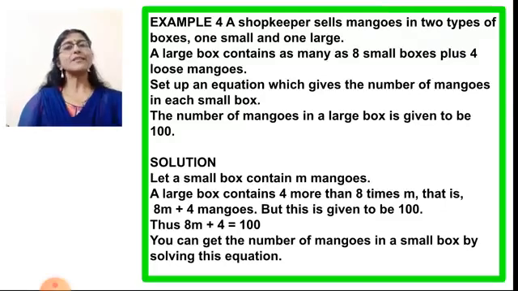So 8m plus 4, and they have given the number of mangoes in a large box, how much is it? It is 100. So we'll write 8m plus 4 is equal to 100. Now you have got an equation, 8m plus 4 is equal to 100. When you solve this equation, you will get the value of m. And m is nothing but the number of mangoes in a small box.